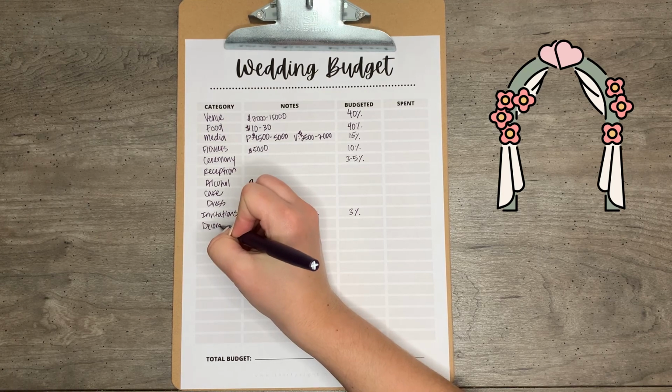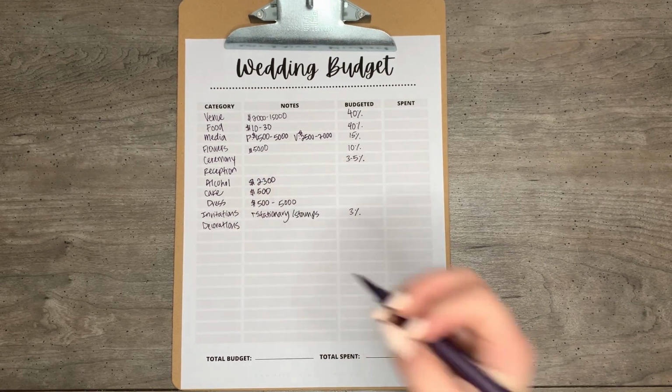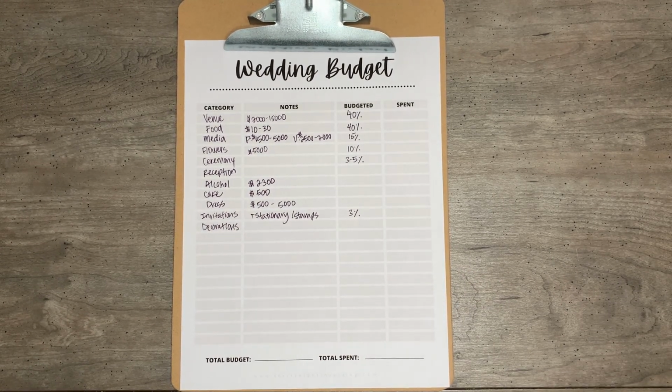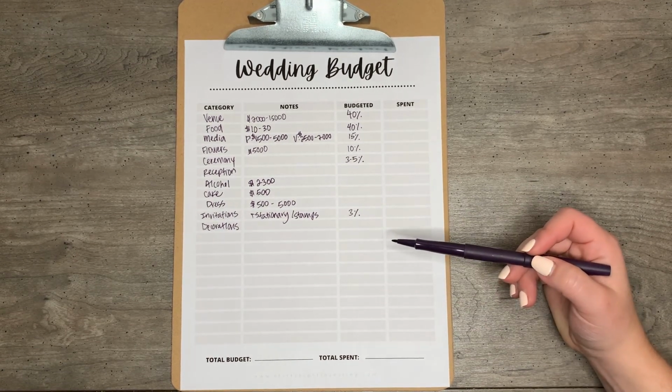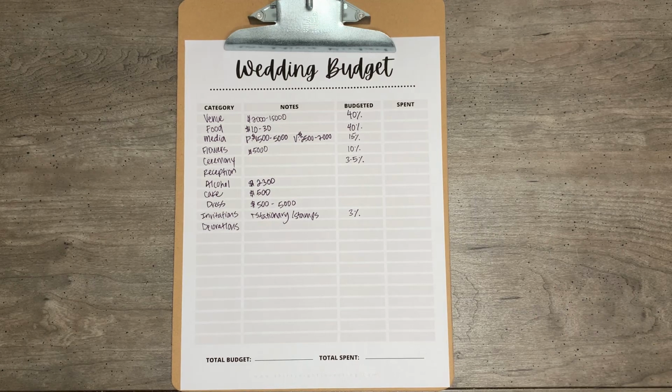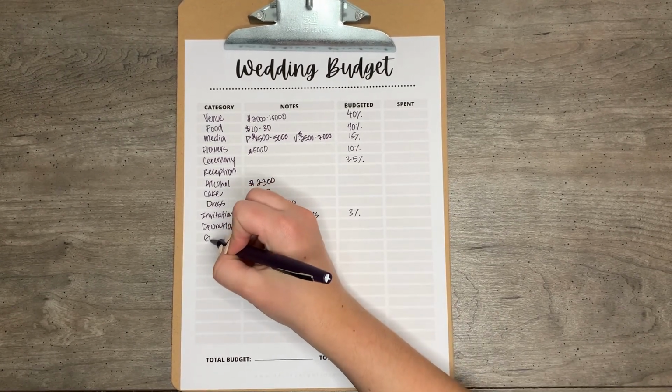Next are your decorations. This ranges hugely, okay? So this is something you need to budget for, but I don't even have anything in regard to your notes for this one because it can range like crazy. So we can be talking about multiple $100s or multiple thousands of dollars for decorations. Let's go into a few other ones.